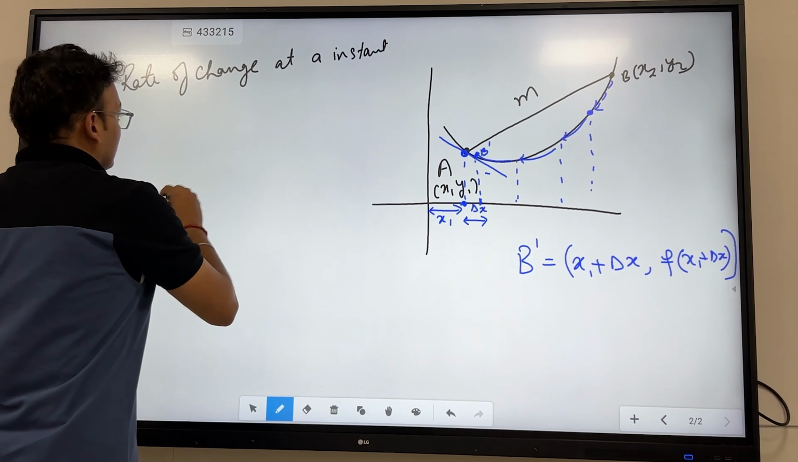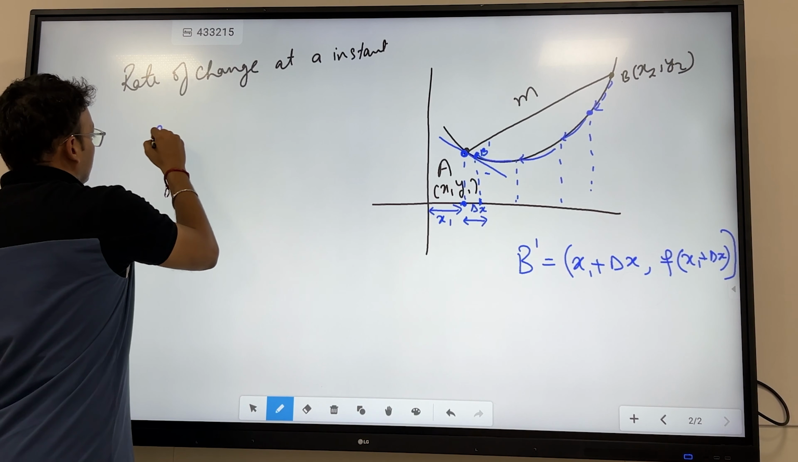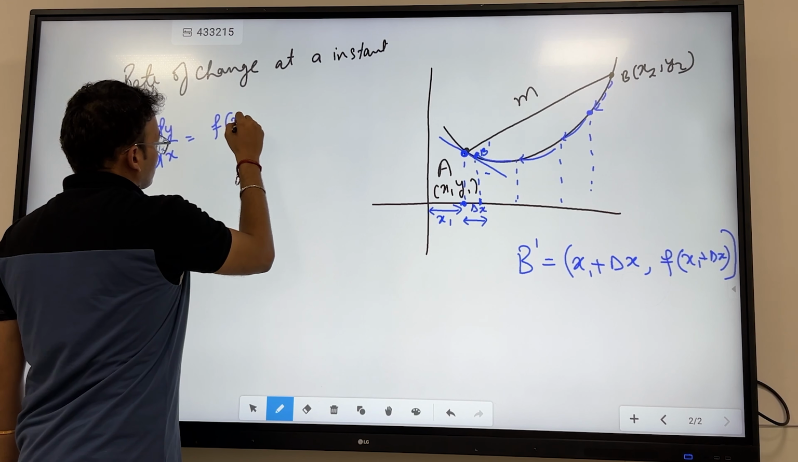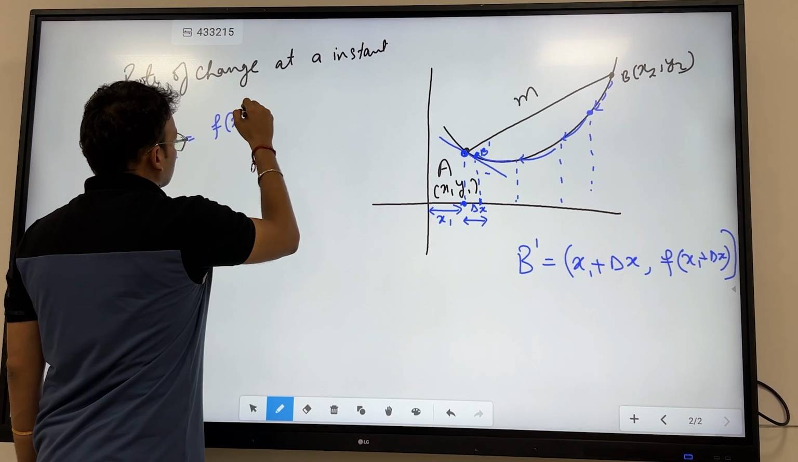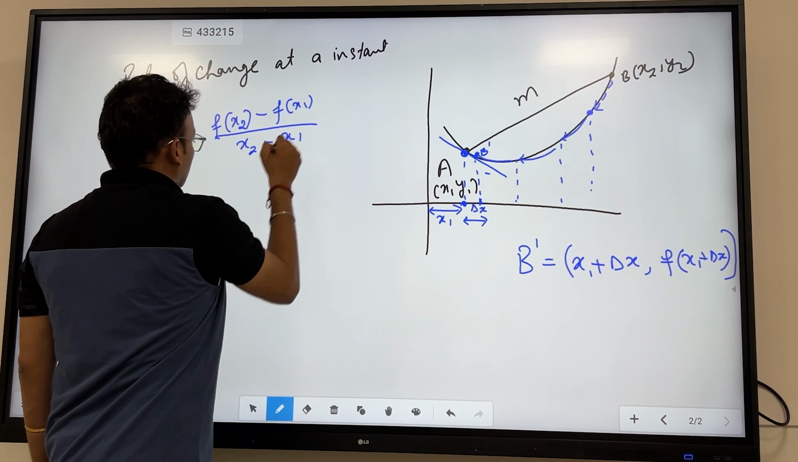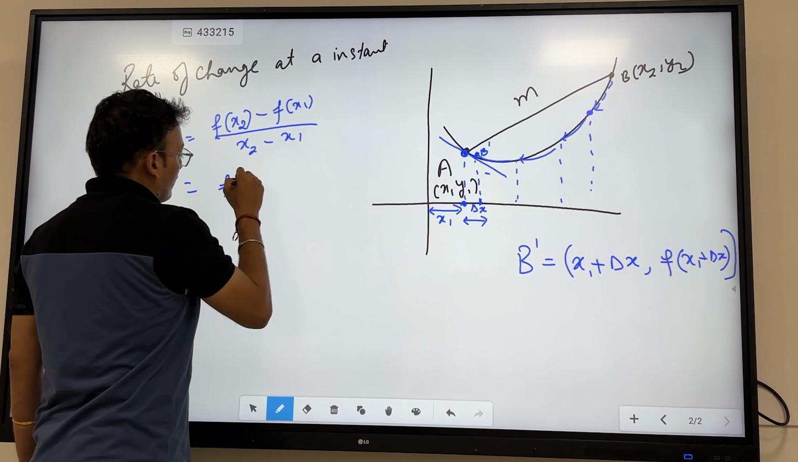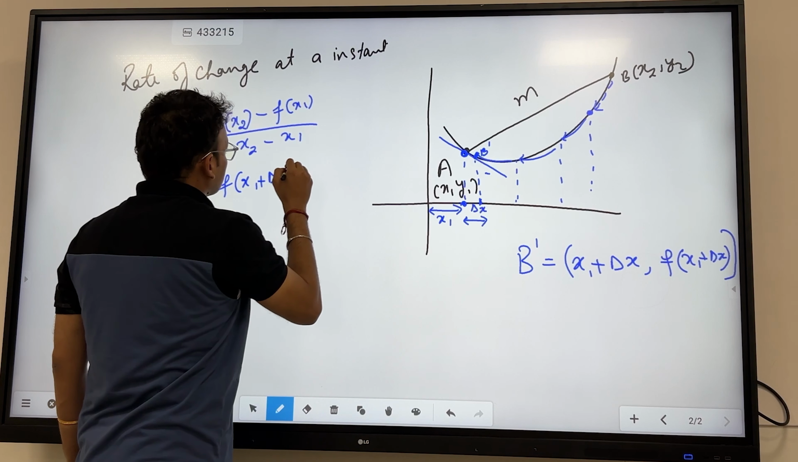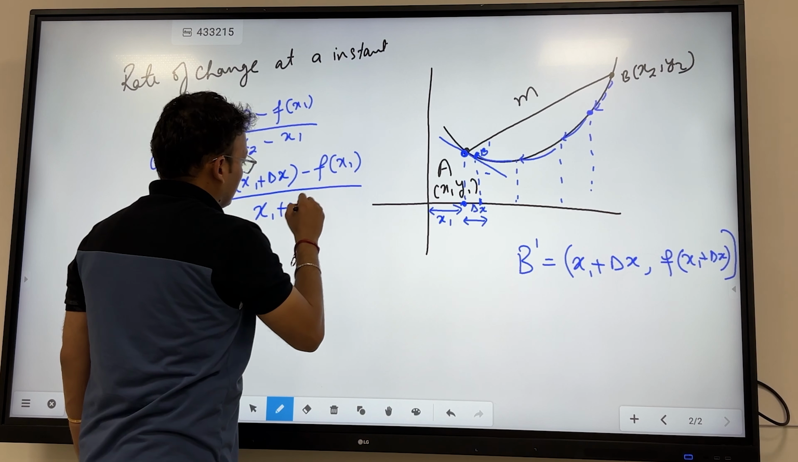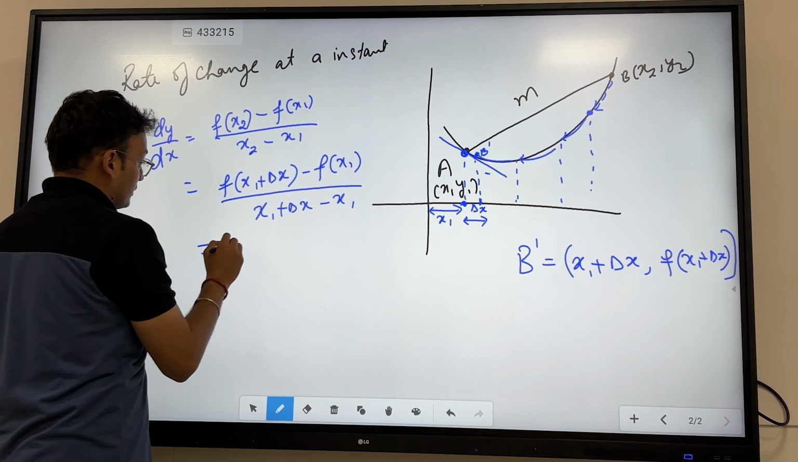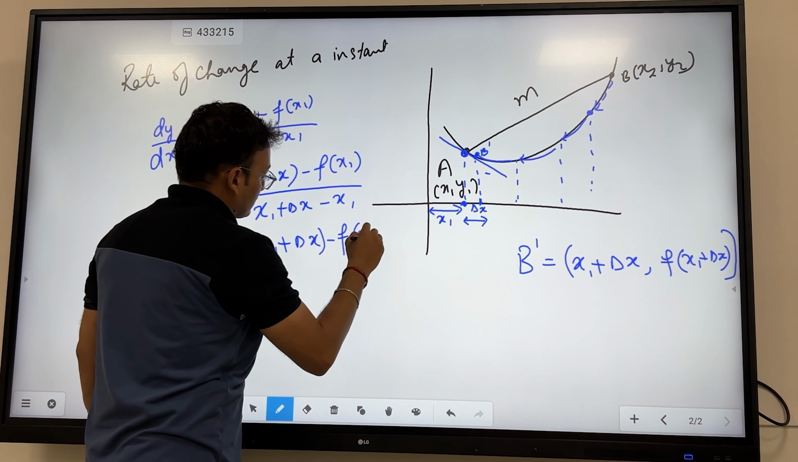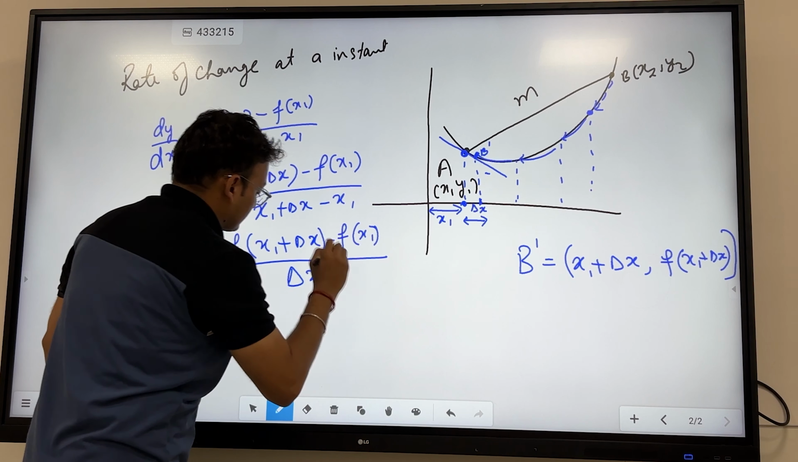So can I say dy over dx will be again the same thing? What was dy over dx? f of x2 minus f of x1 divided by x2 minus x1. So put it here: f of x1 plus delta x minus f of x1 divided by x1 plus delta x minus x1, which is f of x1 plus delta x minus f of x1 over delta x, right?